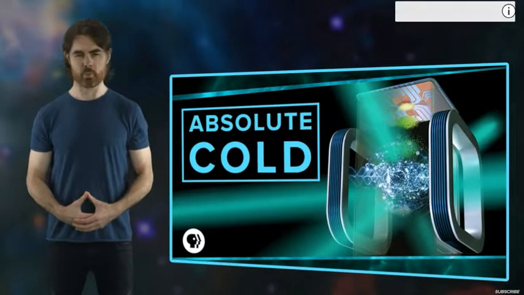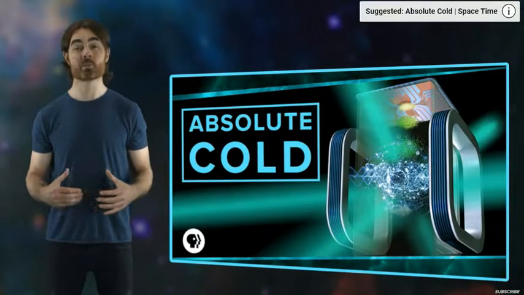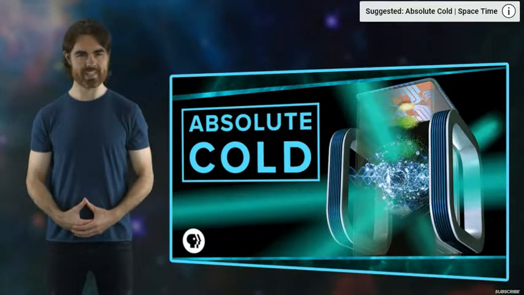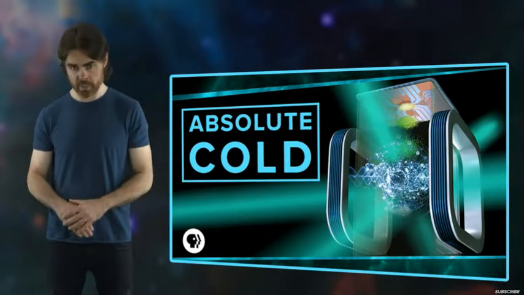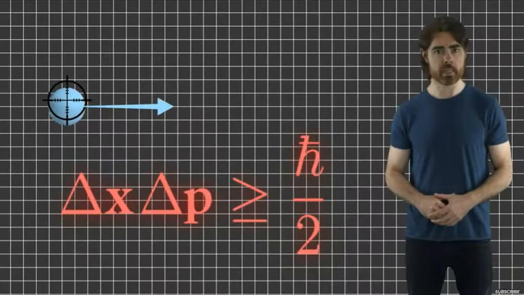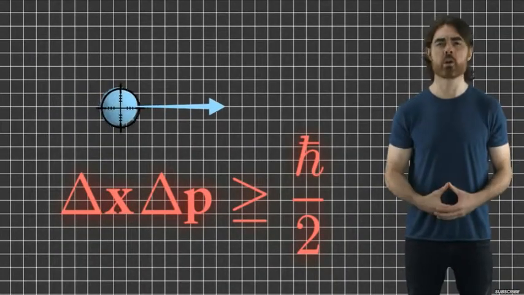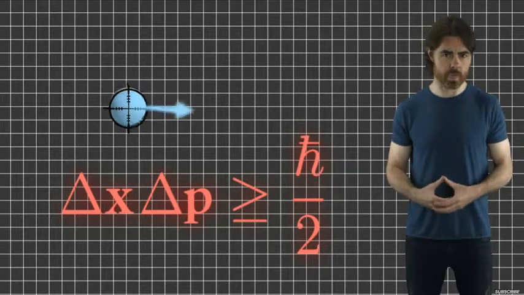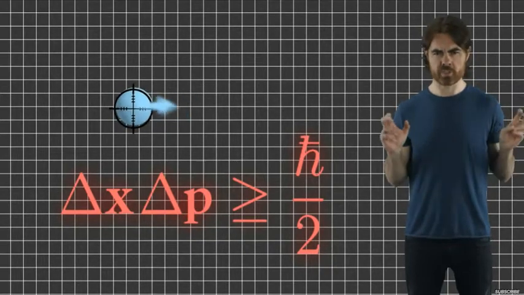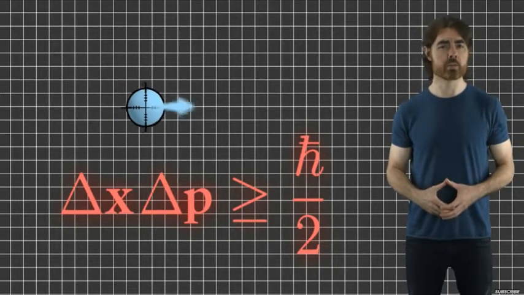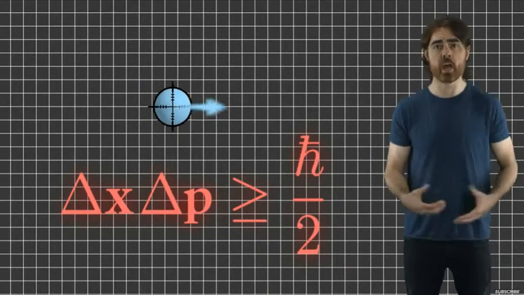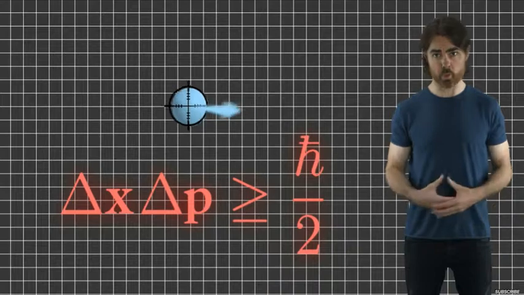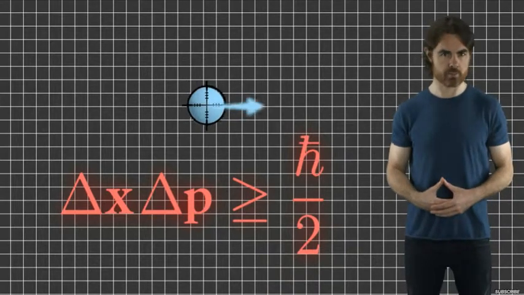In our last episode, we talked about the nature of absolute cold. We saw that it's actually impossible to reduce any substance to absolute zero in temperature. 0 Kelvin means no motion whatsoever in a substance's constituent particles. But that perfect stillness implies that a particle's position and momentum are simultaneously perfectly defined. And this is impossible according to the Heisenberg uncertainty principle.